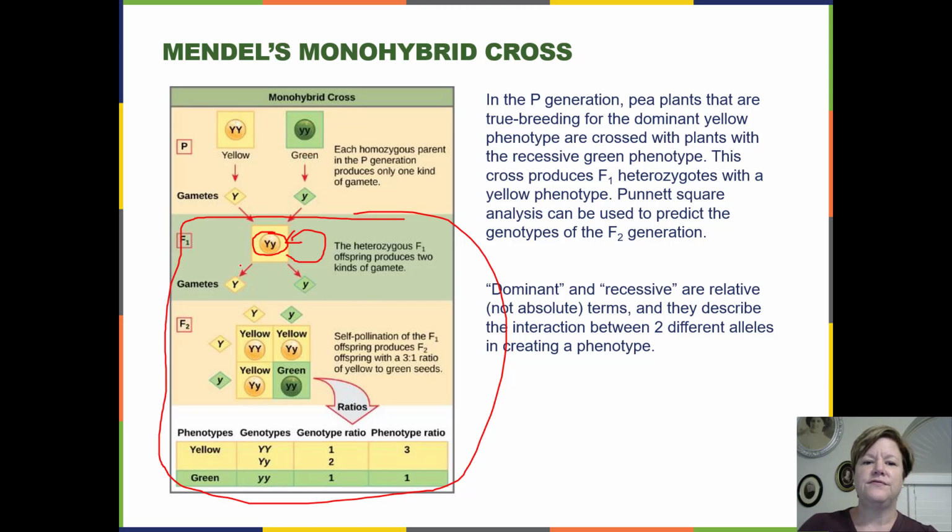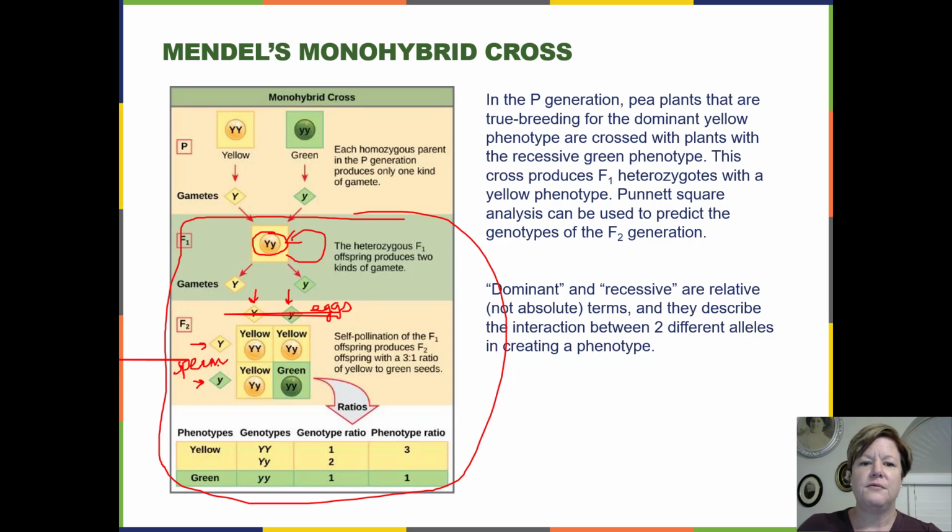And when you self-fertilize the F1 hybrid, you'll notice that the F1 hybrid can make gametes where half of them will be big Y and half of them will be little y. So for the eggs, half would be big Y and half would be little y. And then since it's a self-fertilization, the sperm would also be half big Y, half little y. And so what we see down here is called a Punnett square, although Mendel didn't use a Punnett square.